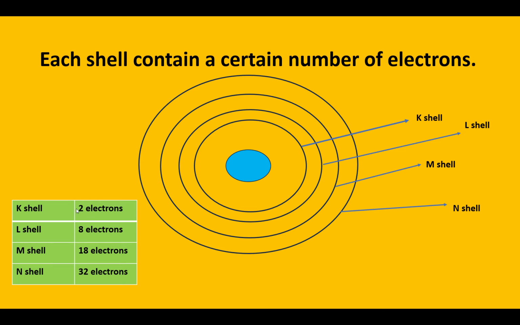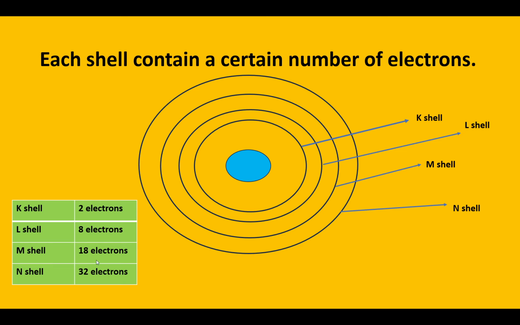Every shell consists of a specific number of electrons. For example, the K shell consists of 2 electrons, the L shell consists of 8 electrons, the M shell consists of 18 electrons, and the N shell consists of 32 electrons. These shells contain this maximum number of electrons. For example, 2 is the maximum number of electrons in the K shell, but this shell can contain less than 2 electrons, not more than 2. Again, the L shell consists of a maximum of 8 electrons, but it can contain 1, 2, 3, 4, 5, 6, 7 electrons, and 8 is the maximum it can contain.